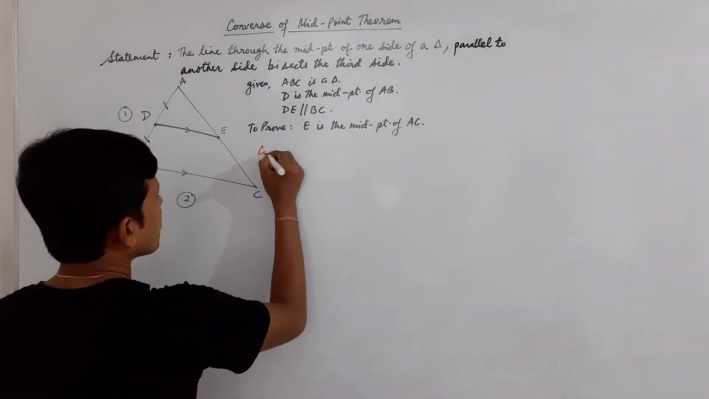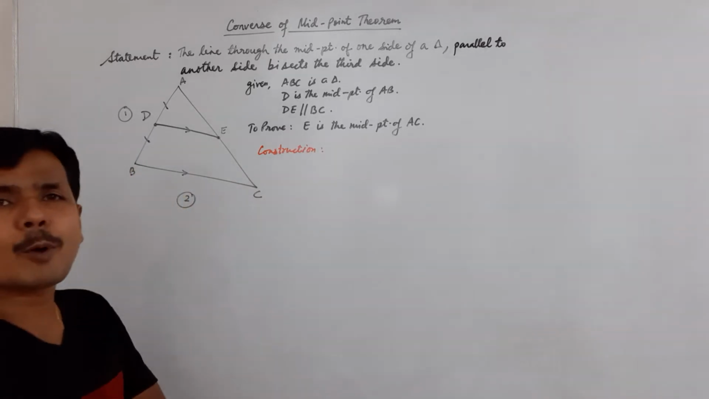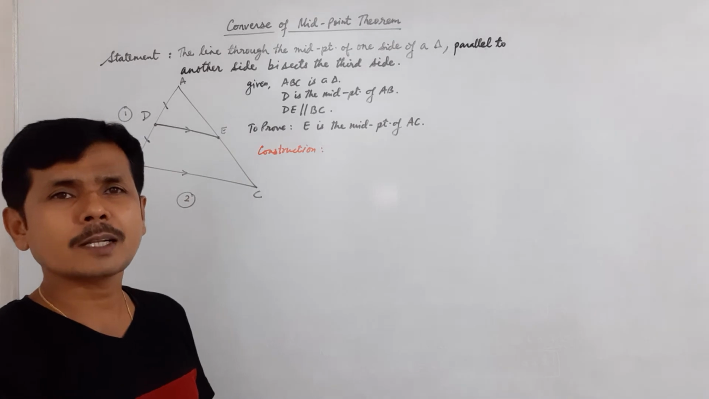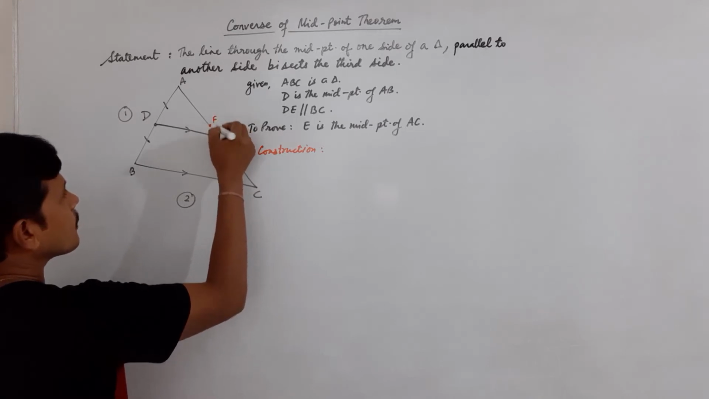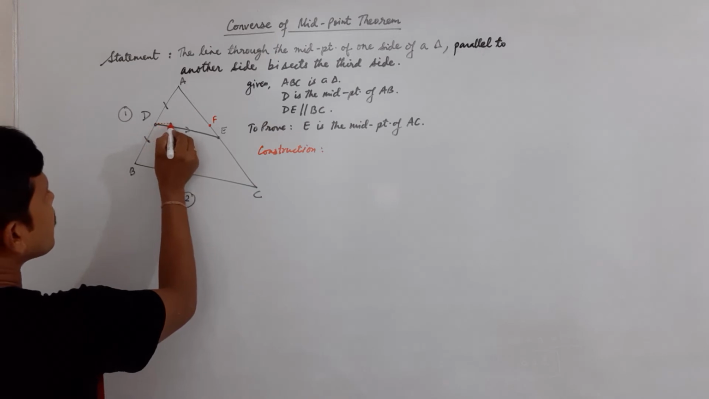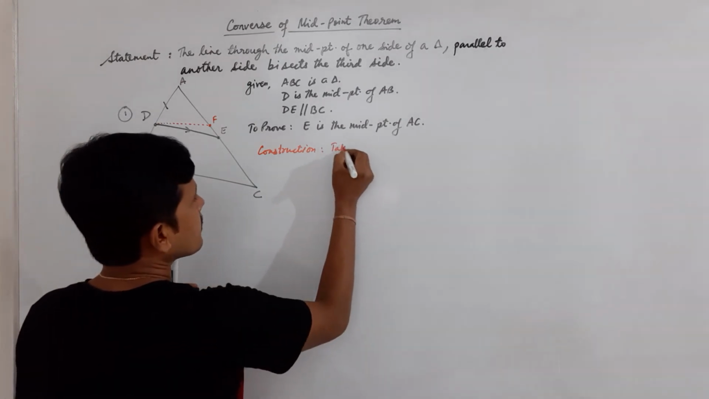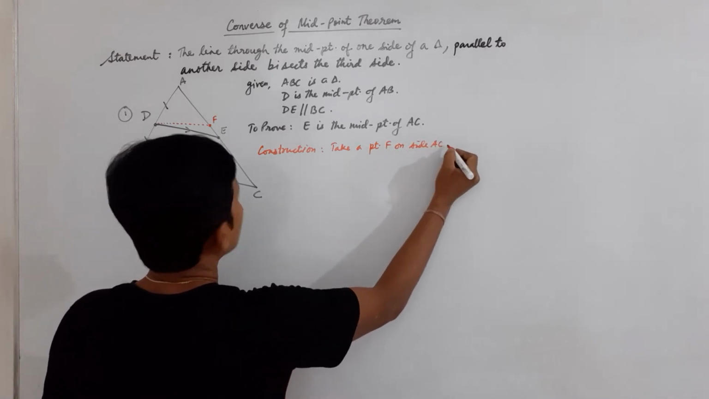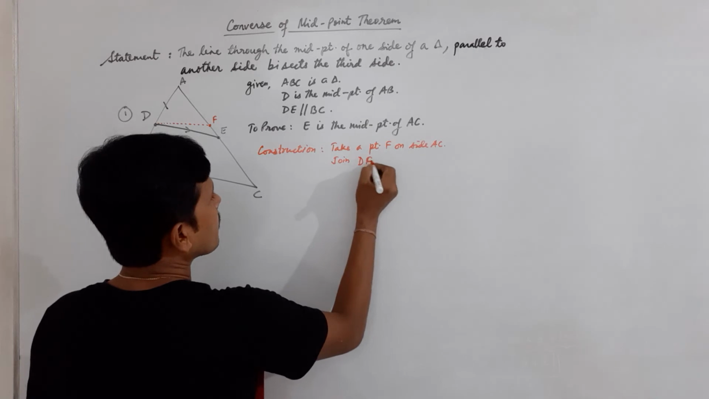Now, what is that construction? Well, let us write it first. Construction: I am taking a point F on the side AC, and I will join D to F. Let us take a point F. I am taking it near to E and I am joining D to F. Take a point F on side AC, join DF. Now our work is to prove it.